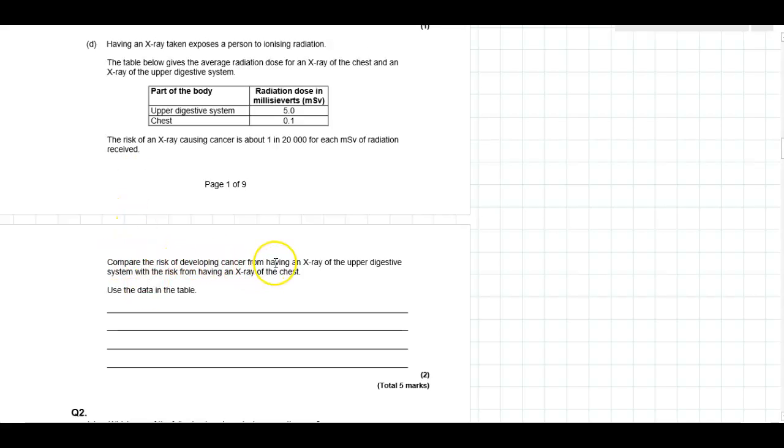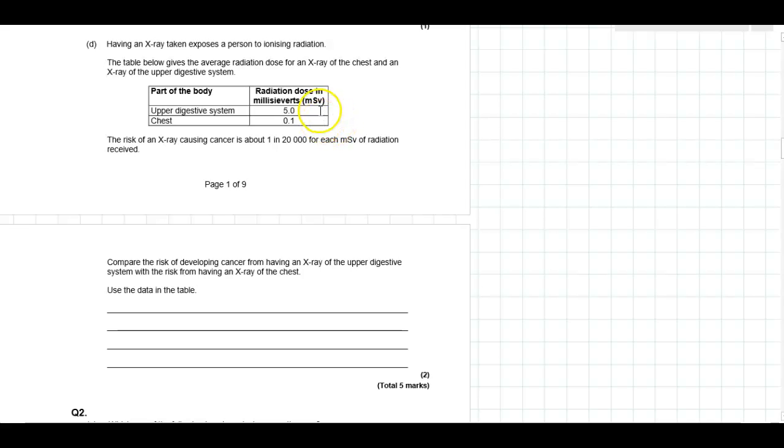Compare the risk of developing cancer from having an X-ray of the upper digestive system compared to having an X-ray of the chest. So we must use these numbers. When it says this in an exam question, use the data, I must be doing something with these numbers. Think what your maths teacher might say. Your maths teacher might say, how many times bigger is the radiation dose for the X-ray to your digestive system compared to the radiation dose for your chest. How many times bigger is 5 than 0.1?